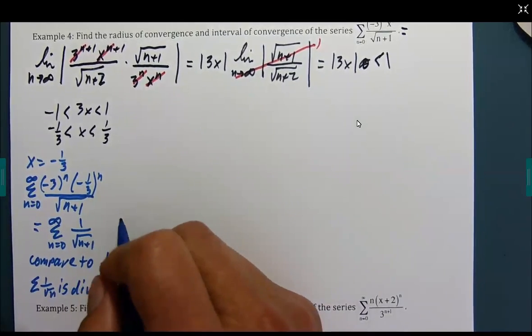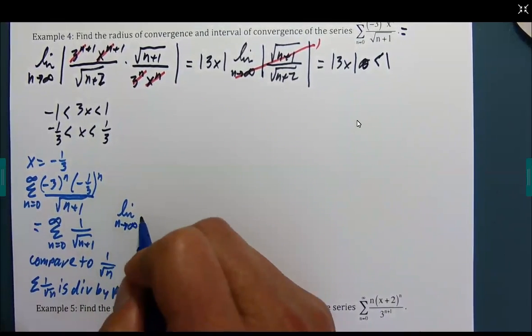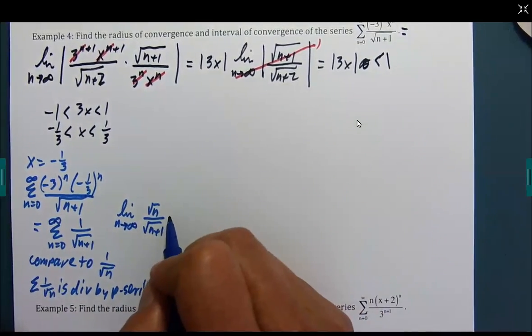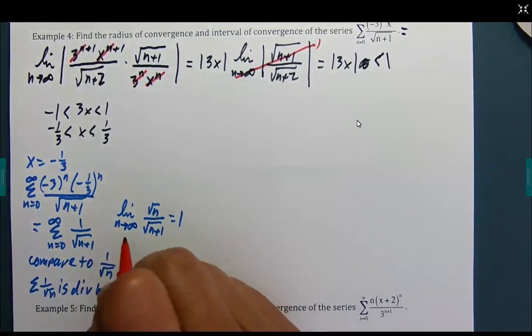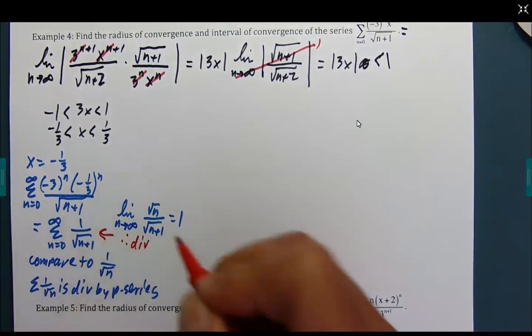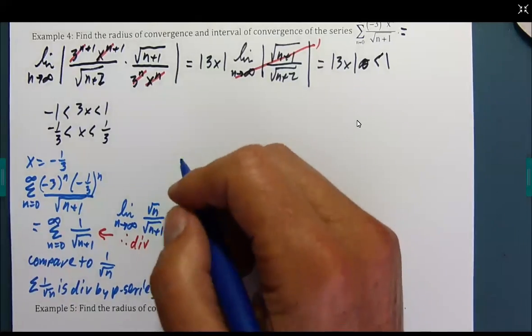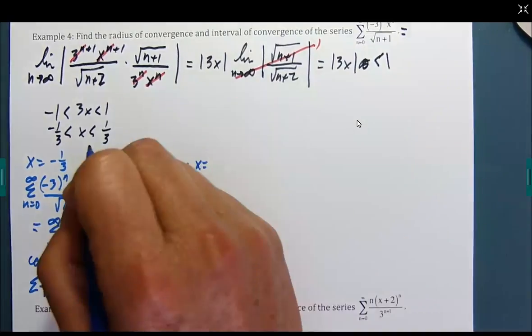So let's do the limit comparison test here. That is exactly equal to 1. So it's a good comparison. Therefore, that is divergent. So x equals negative 1/3 is not an endpoint. We're not going to include that as part of the interval. Let's try x equals a positive 1/3. That's the other endpoint.